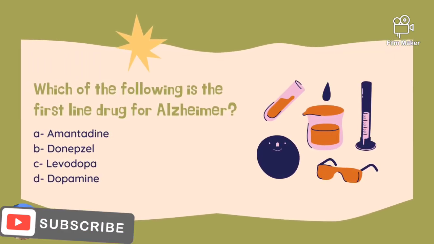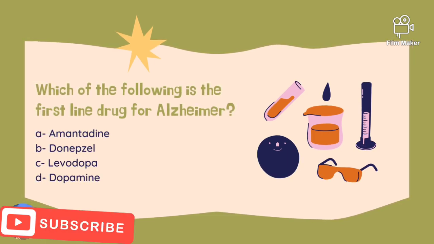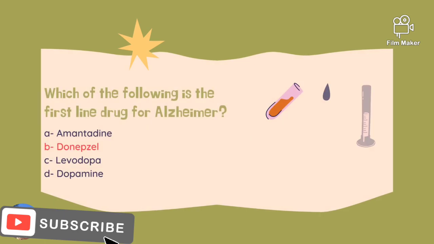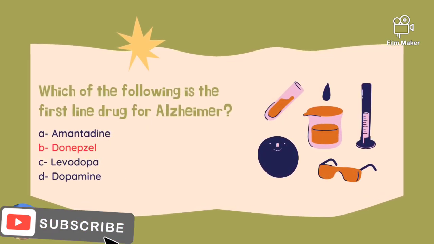Which of the following is the first line drug for Alzheimer's? A. Amantadine. B. Donepezil. C. Levodopa. D. Dopamine. Donepezil can be prescribed for people with early to mid stage of Alzheimer's disease. The latest guidelines recommend that these medicines should be continued in the later severe stages of the disease also. So the answer will be B. Donepezil.